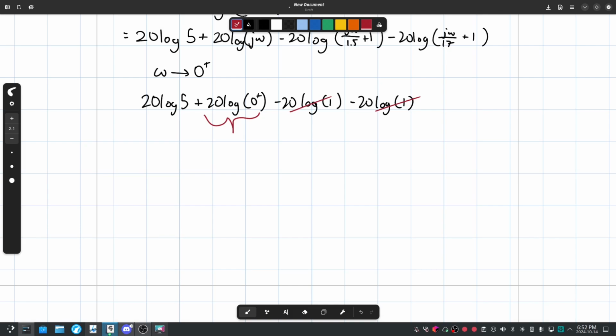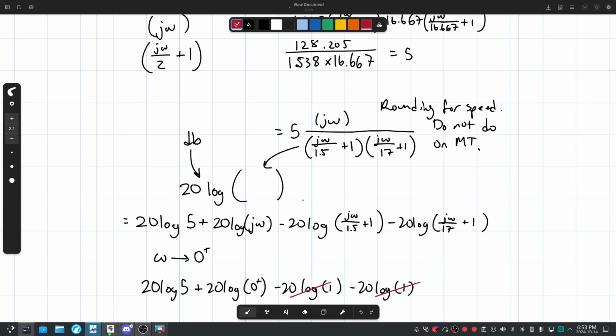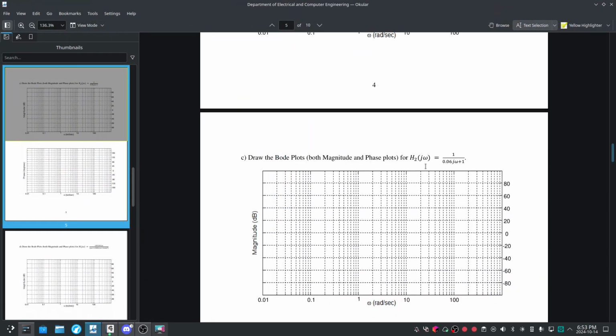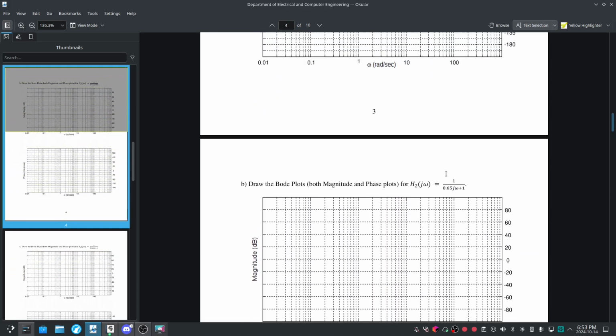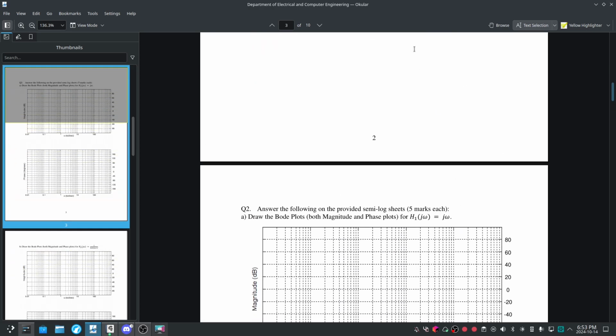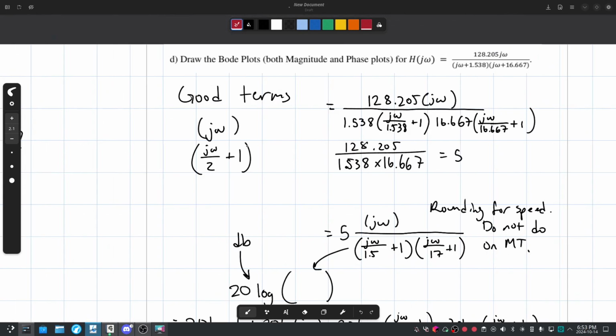Would all Bode plots follow the same format as this question, just different algebra? Correct. So if I pull out the practice midterm here, you'll see this one here. H2 is equal to 1 over 0.06 jω plus 1. You can convert that to 1 over 0.65 jω plus 1. Same thing, just jω. It's going to be in algebraic terms that you can convert to one of these.